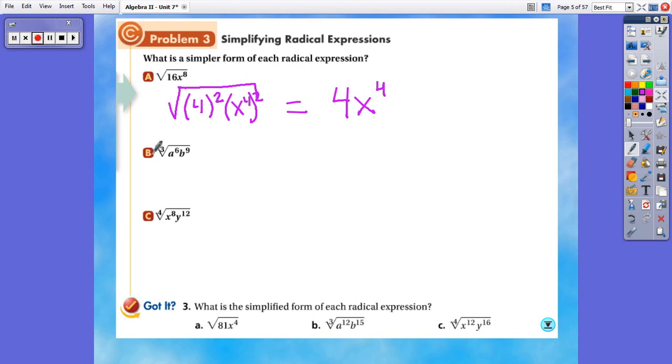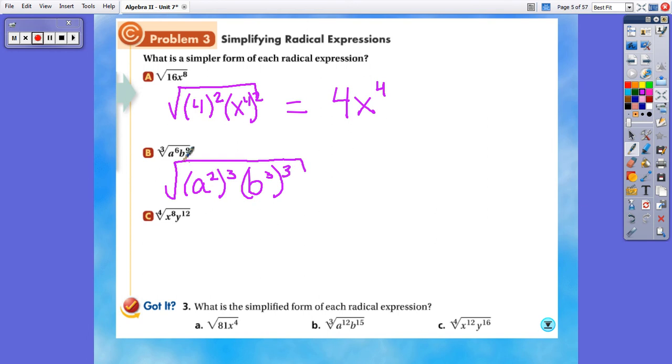In the next one, we're taking the cube root. Our index is 3, so I want to make everything look like in terms of something being cubed. So now I'm going to have a squared to the third and b to the third to the third.